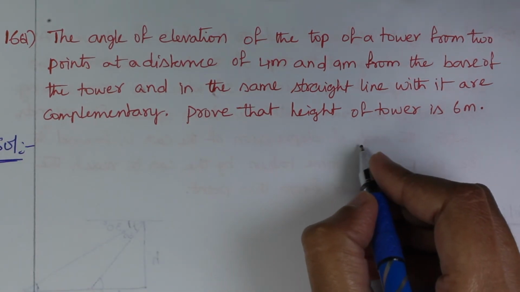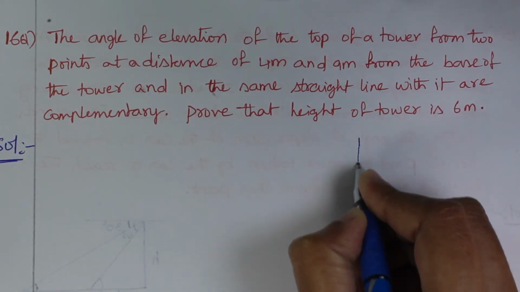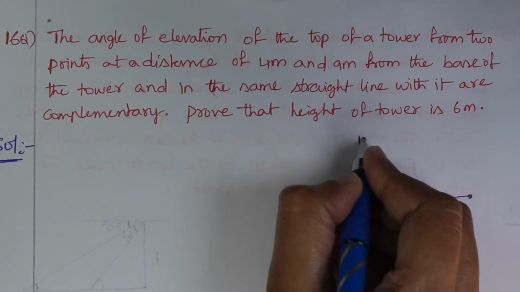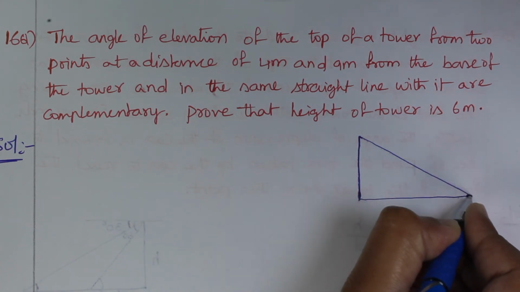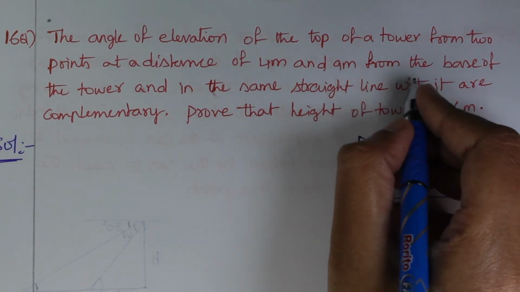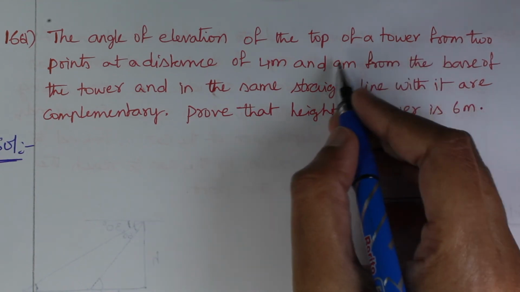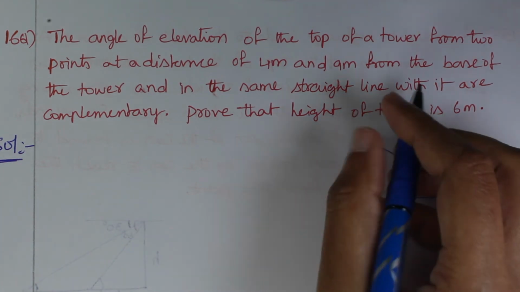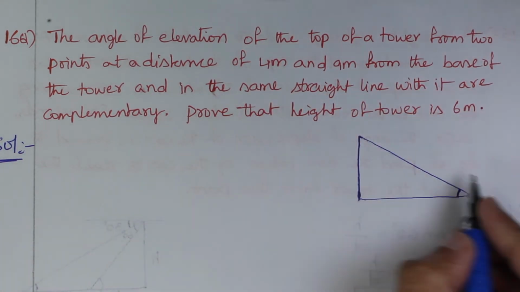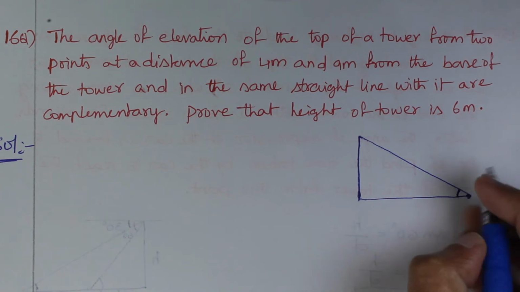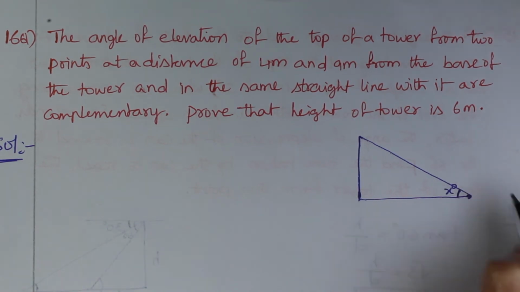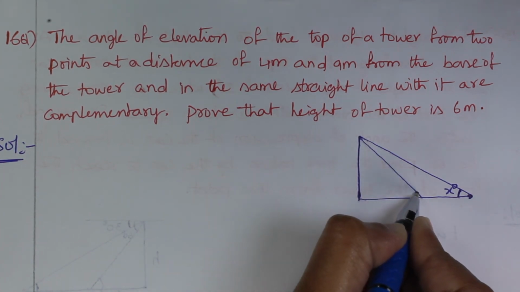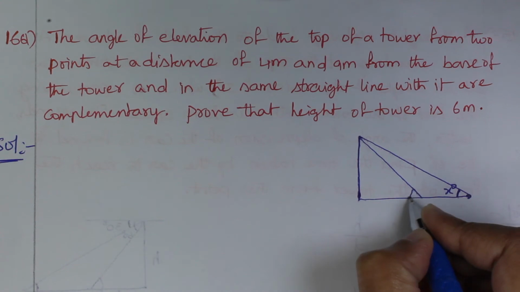So it is given that there is a tower, and the angle of elevation from one point is... the angle is not given, so let us assume this to be x degrees. Now there is another point.